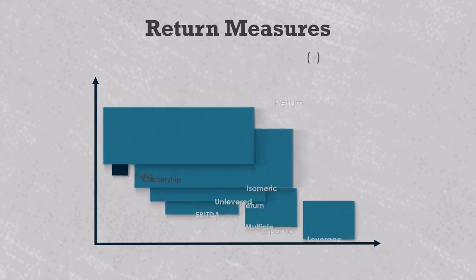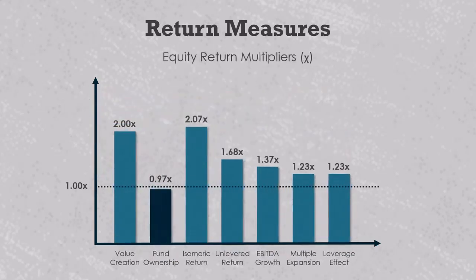The next return measure is the equity return multiplier that we discussed in the last video. Unlike the last three measurements, the value drivers are not related by addition and subtraction, but by multiplication and division. The fundamental unit of value creation is the GP's gross multiple of invested capital, which is 2.0x here.